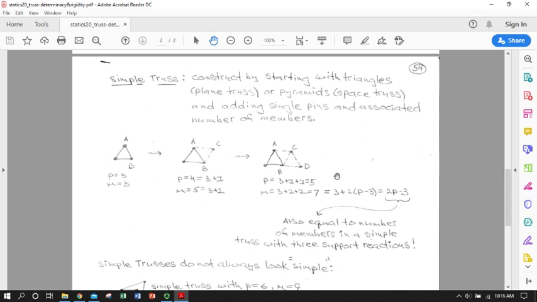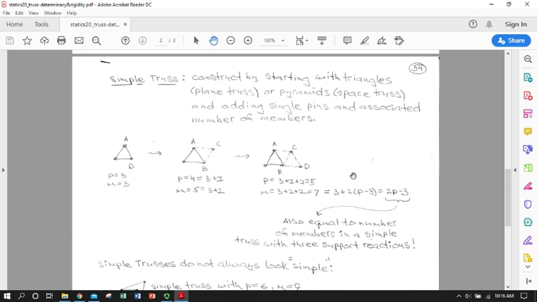If we keep doing that, adding another point, C and D, we notice we get a formula that should look hauntingly similar. If we look out and keep adding more pins and more pins, and counting the number of members that you get by simple truss growth, by adding 1 pin connecting back with 2 members, or adding 1 pin connecting back with 3 members for a space truss.